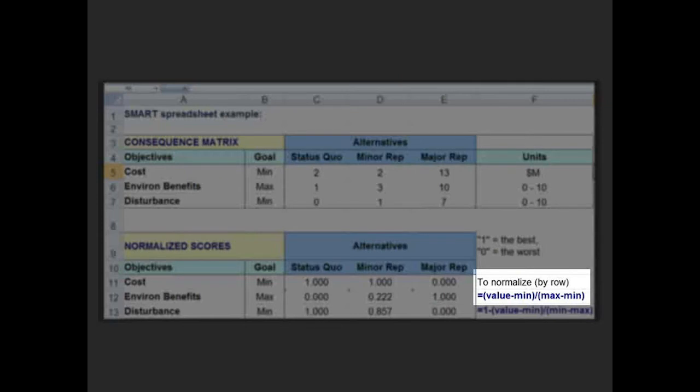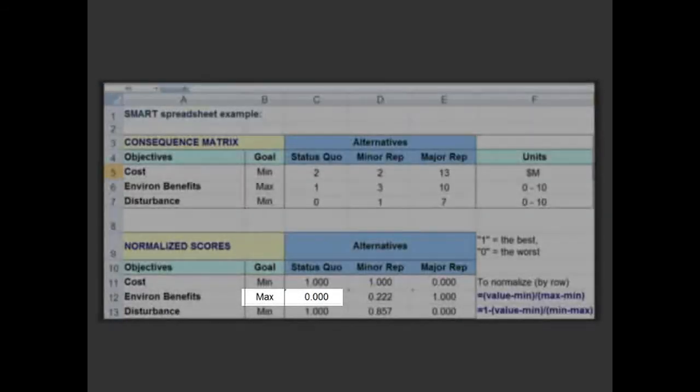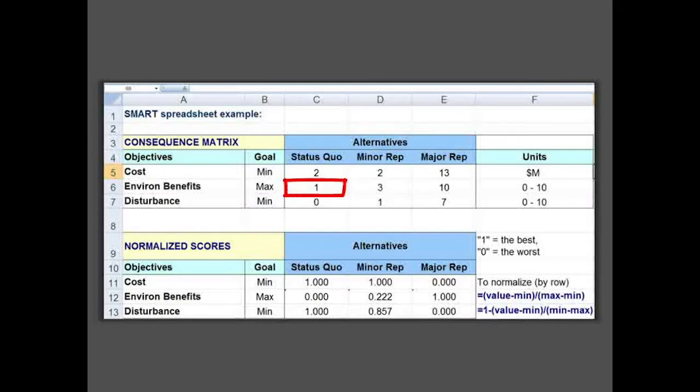And the equation is here. If we're trying to maximize a given objective, we use this equation. The normalized score for that objective is equal to the value for that objective minus the minimum for any alternative in that objective, divided by the maximum for any alternative in that objective, minus the minimum from any alternative in that objective. So for example, here it would be C6, this cell here, minus the minimum from C6 to E6, divided by the maximum from C6 to E6, minus the minimum, again, from C6 to E6. That gives us our score there.